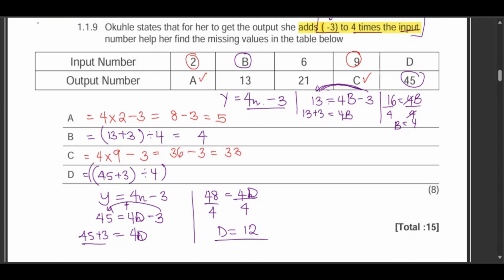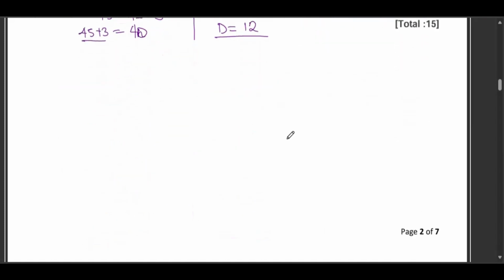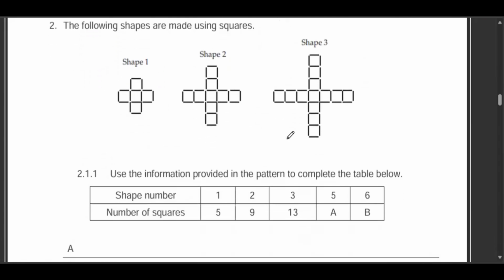A and C were easy to get, but B needs your concentration. Anyway, you give it your try. Let's continue to the second question. Activity number 2. Here we come.